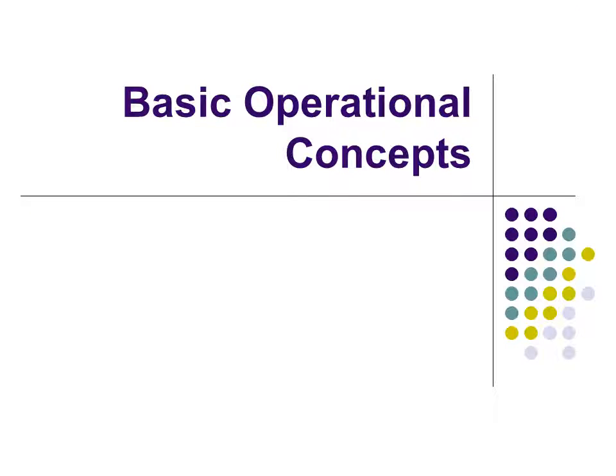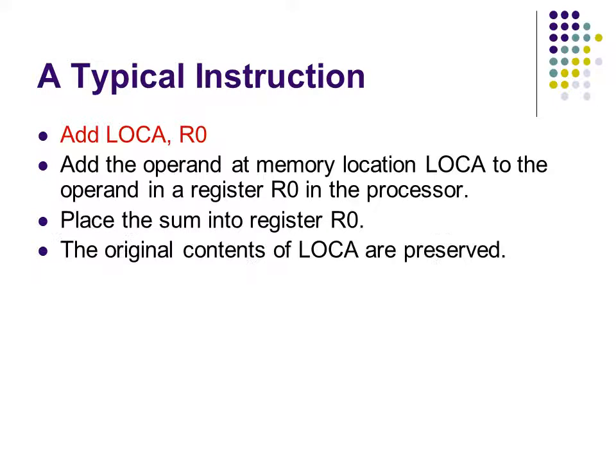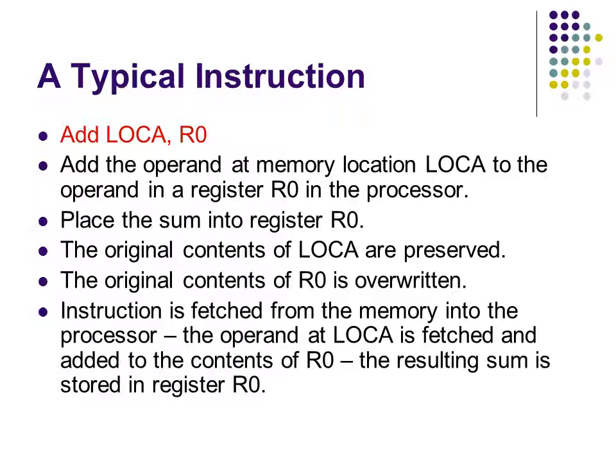And now we discuss some basic operational concepts. Suppose one instruction is there: Add LOCA, R0. What is the meaning of this instruction? Add the operand at memory location A to the operand in a register R0 in the processor, and place the sum again into R0. Because of this addition operation, the contents of location A must be preserved. There is no change in the contents of location A, but the contents present in R0 are replaced by the sum. So now how can we execute this instruction?